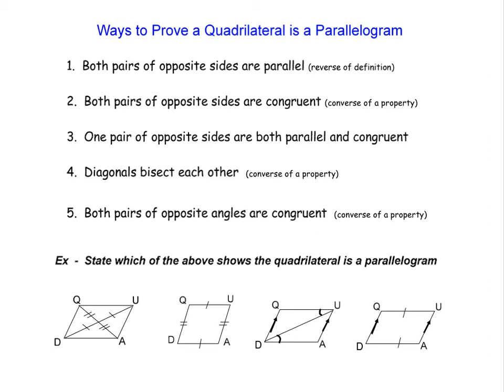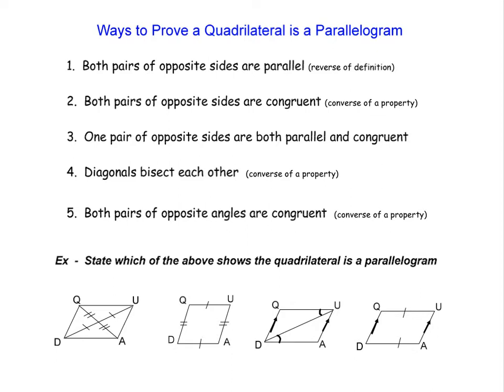Number 3, this is a new one. One pair of opposite sides are both parallel and congruent. 4, we already know this. This is one of the properties. If the diagonals bisect each other, then our quad is a parallelogram. And number 5, we also know this. If both pairs of opposite angles are congruent, then we have a parallelogram.